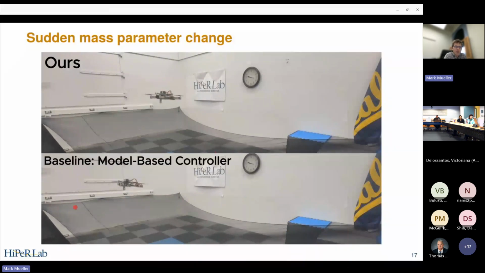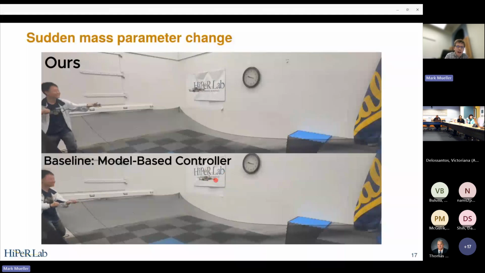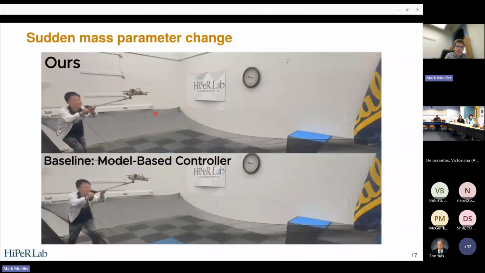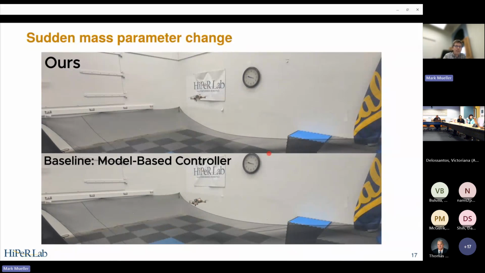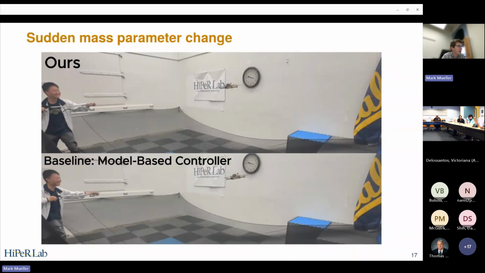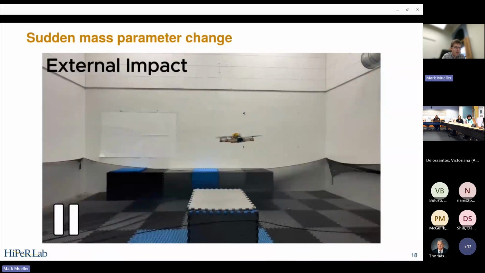The model-based controller eventually does recover, through sort of an integral action term, the model-based controller reacts, but the learning-based controller is very fast to effectively wash out this perturbation, right? So very quickly, the system can reconfigure the control and continue stably flying. You can do all sorts of other things.